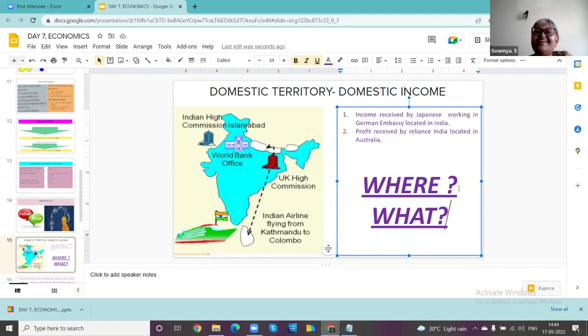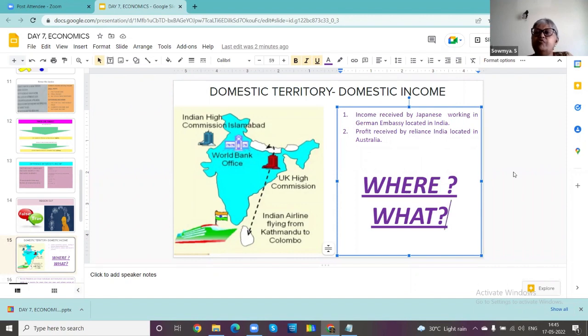Raise a question: where is this firm located? Australia. So this will be domestic income of Australia, not India. Right? Profit received by... see, what is the idea? The idea is to find out where the income is generated. As long as the income is generated within the domestic territory, it becomes domestic income.